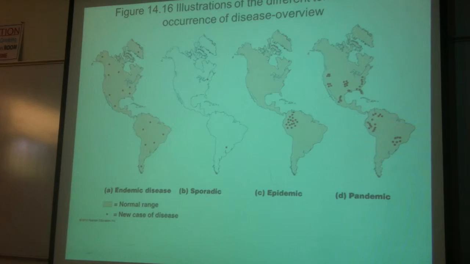Okay? So, quick example: sporadic, you've got a couple. Epidemic, there's more than we're used to, but not too bad. You have your endemic, it's everywhere. Pandemic, it's really bad. Okay? So, epidemic, one burst. Pandemic, everywhere burst.